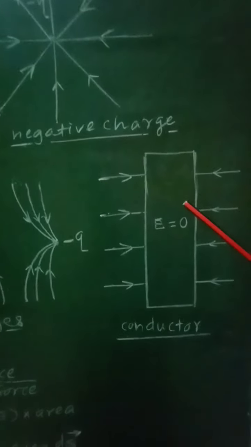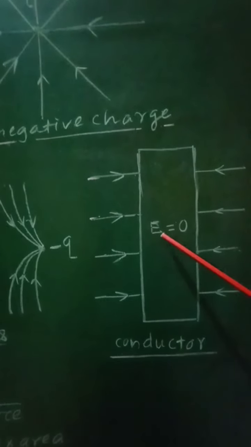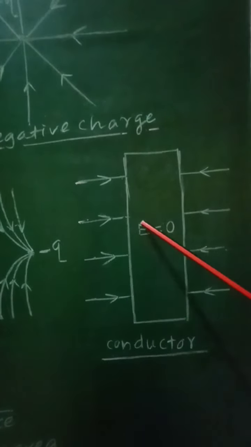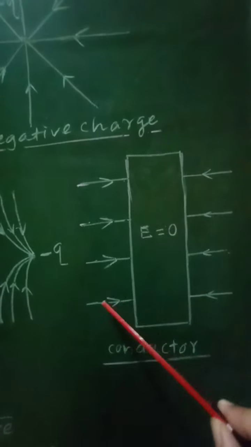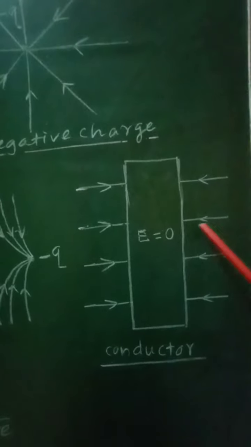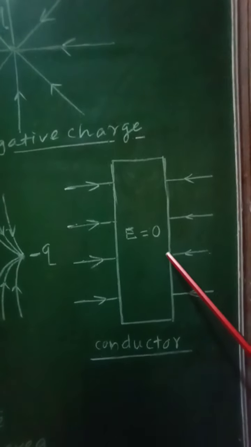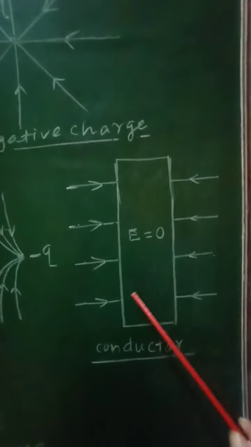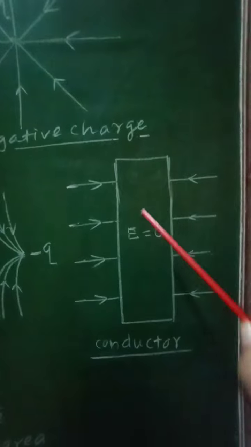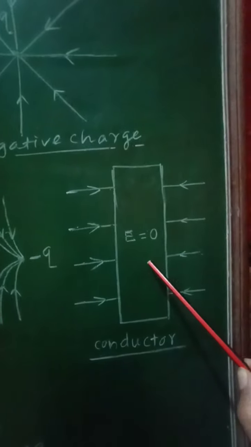Now instead of electric charges, if you consider a conductor, the electric lines of force terminated by that conductor will be as shown. On one surface, the electric lines of force are directed inwards, and on the opposite side, they are directed away from the second surface of the conductor. But no electric lines of force will pass through the conductor, and therefore inside the conductor the electric field E will be equal to 0.